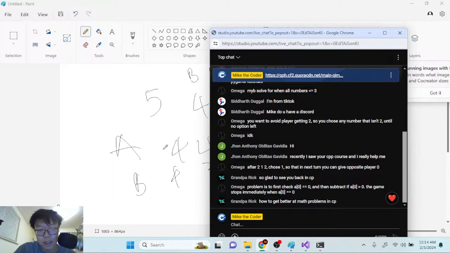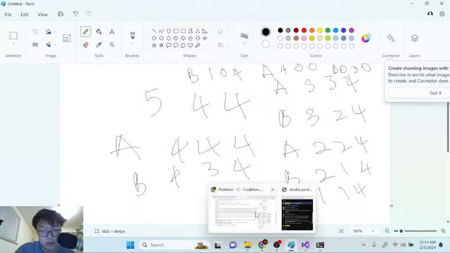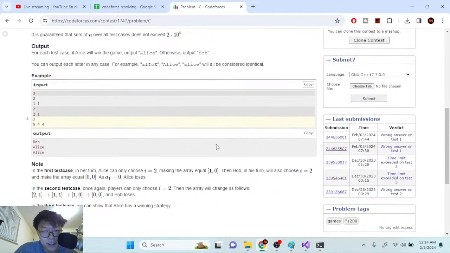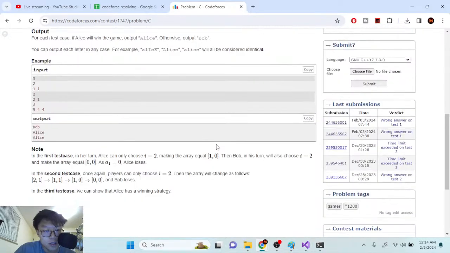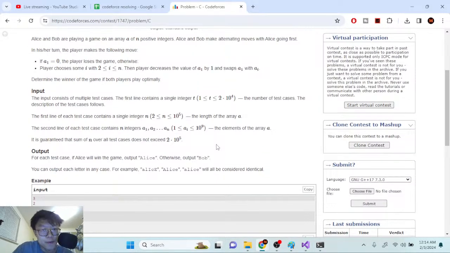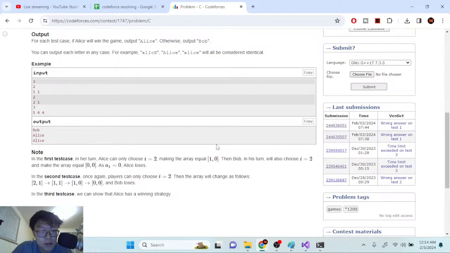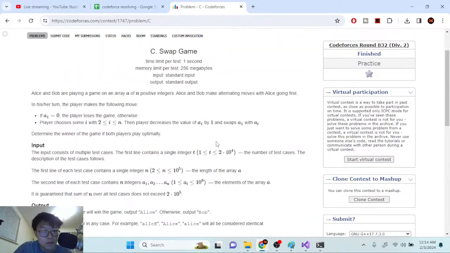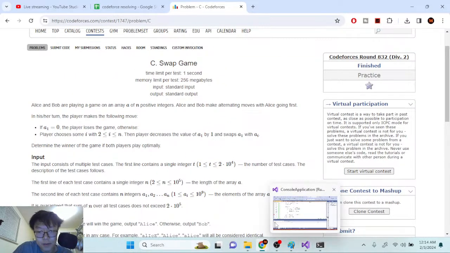I mean, the only way to get better at math problems is to do more math problems. This isn't even math. This is like games. This is game theory. Like, is this solving a math equation? No. Like, this is just like, who's gonna win if you solve optimally? Okay, it's probably really getting on my nerves.